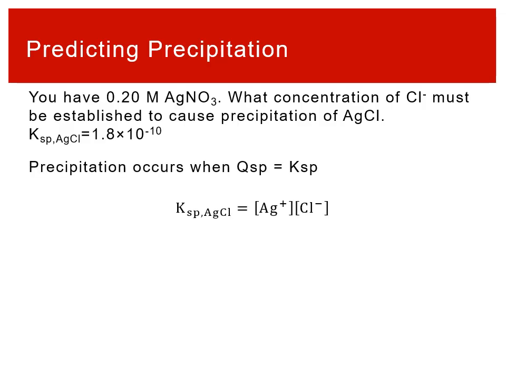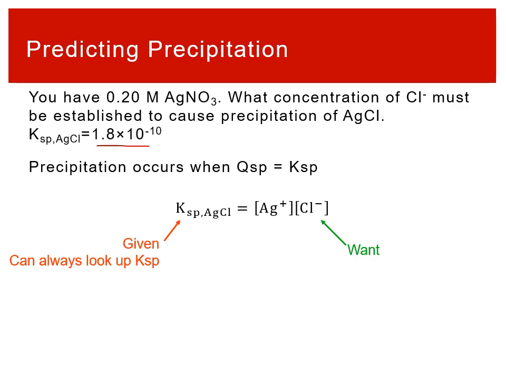So if we're trying to diagnose precipitation, we want to know when some precipitation is going to occur. We know it's when QSP equals KSP, and our KSP value is 1.8 times 10 to the negative 10th. For QSP and KSP, we can use the same expression, where it's equal to the concentration of silver times the concentration of chloride, because with a solubility product it's always just the concentrations of ions. And I want to know the chloride at that equilibrium.